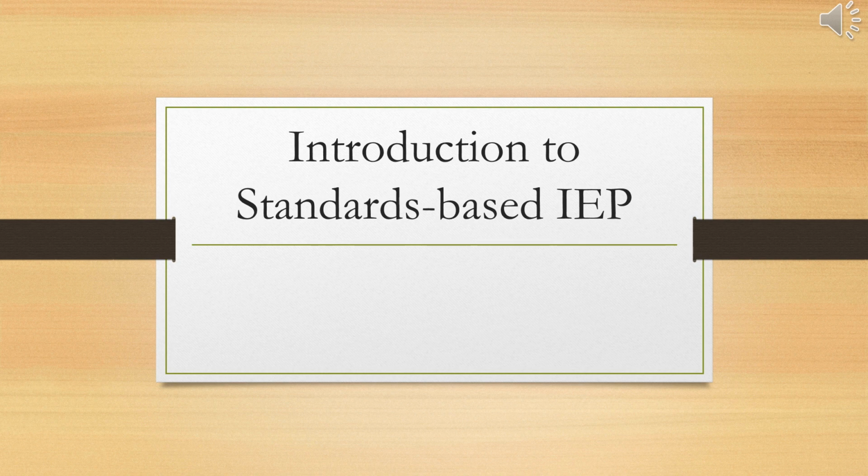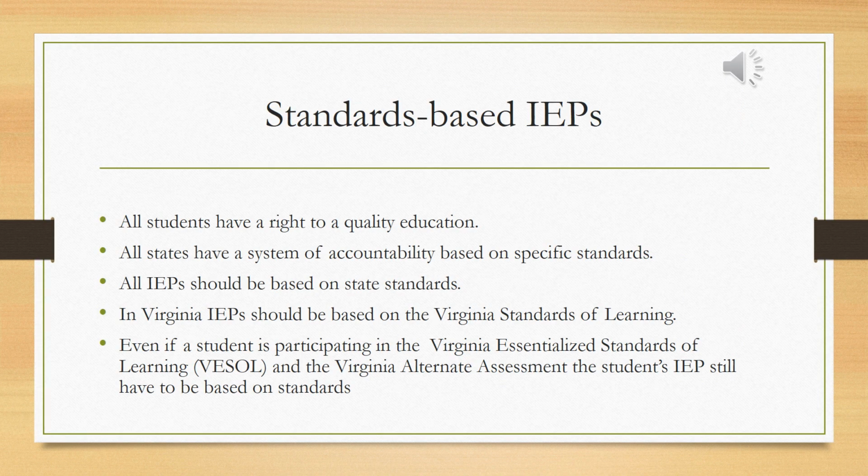Learn about how to develop IEPs, we will talk about how to make those IEPs based on the Virginia Standards of Learning. All states are required to have educational standards. In Virginia, we have the Virginia Standards of Learning. The purpose of standards is to provide an accountability system that ensures that all students are receiving a quality education. This includes students with an individual education plan.